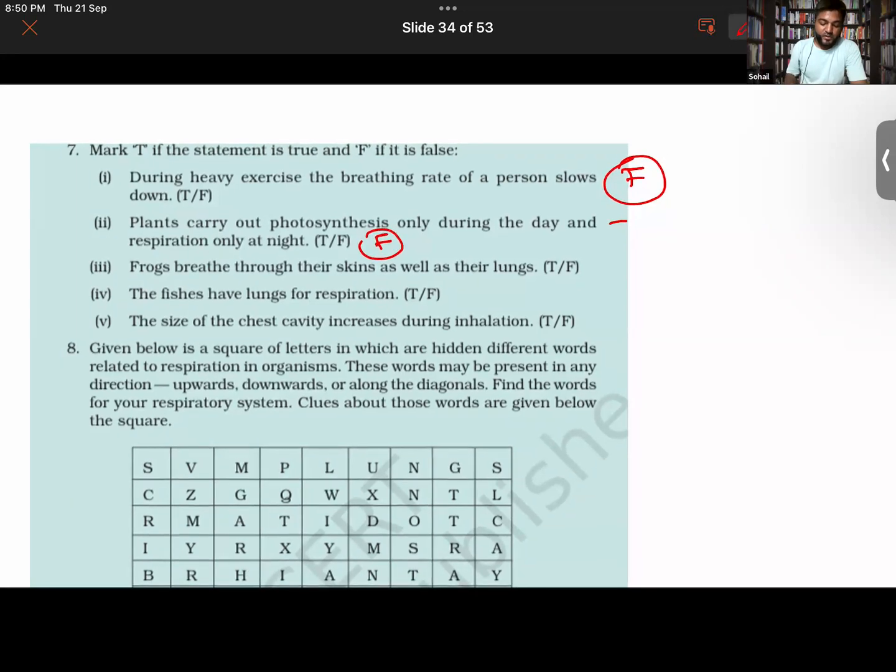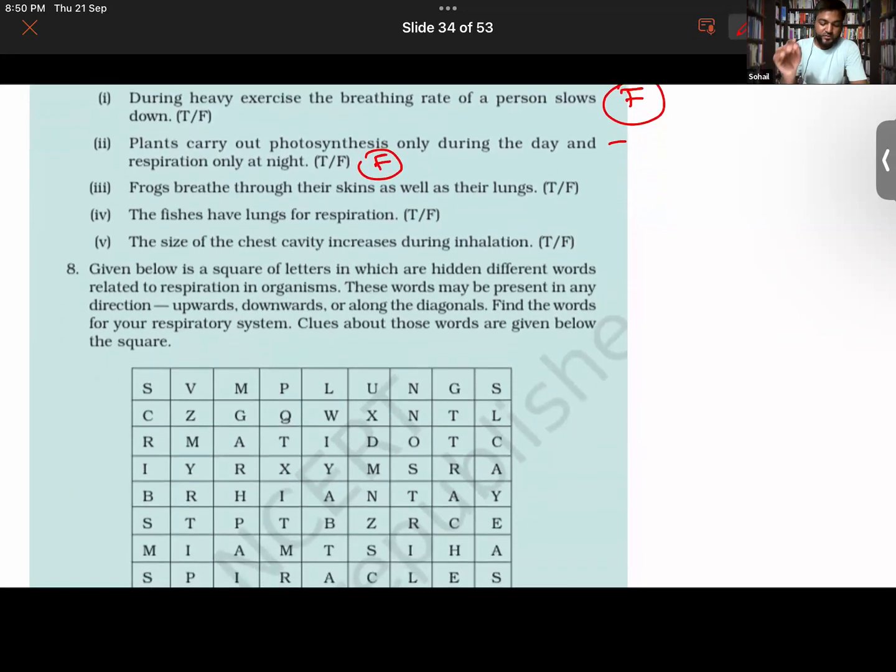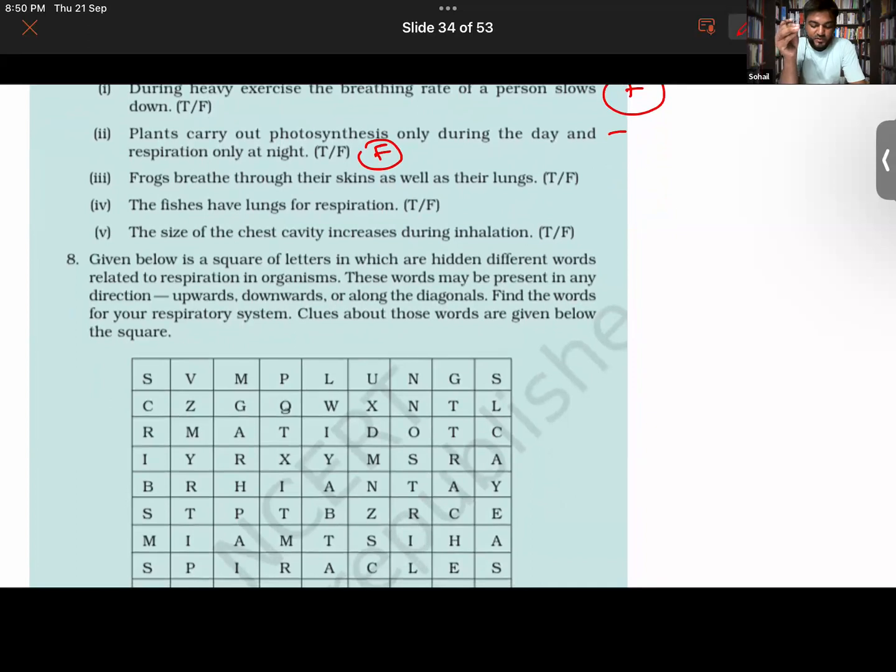Question number 3. Frogs breathe through their skin as well as their lungs. Chakrika: it's true, sir. Vaiga, next question. The fish has lungs for respiration. It's false, obviously. Question number 5. The size of the chest cavity increases during inhalation. Does it increase or decrease?